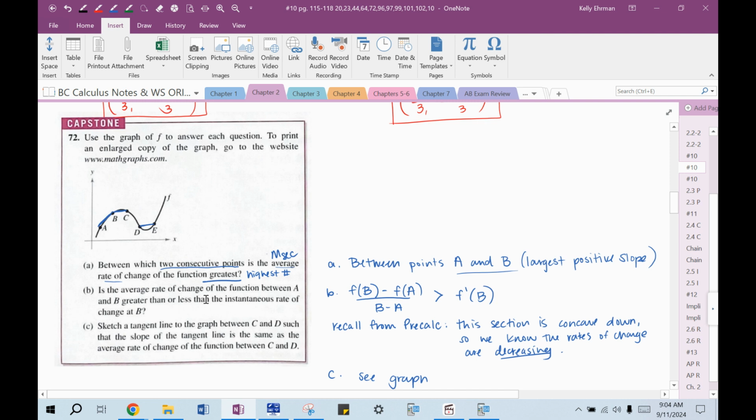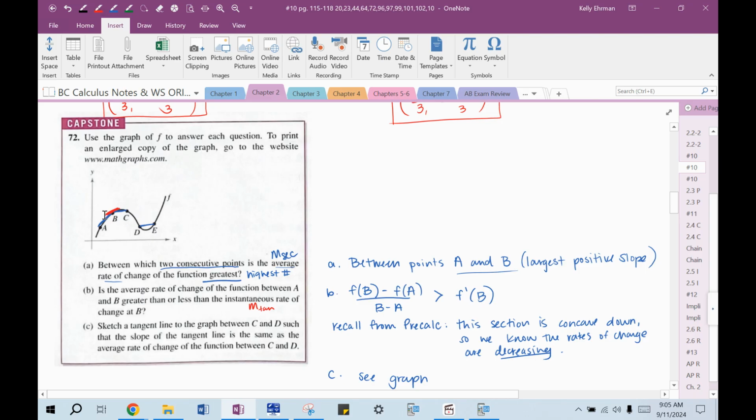Is the average rate of change of the function between A and B greater than or less than the instantaneous, remember that's just tangent, the tangent slope at B? You can kind of just eyeball this one. Definitely the secant slope is larger, a larger positive number than the tangent slope. So I said secant, average rate of change formula, greater than derivative at B.